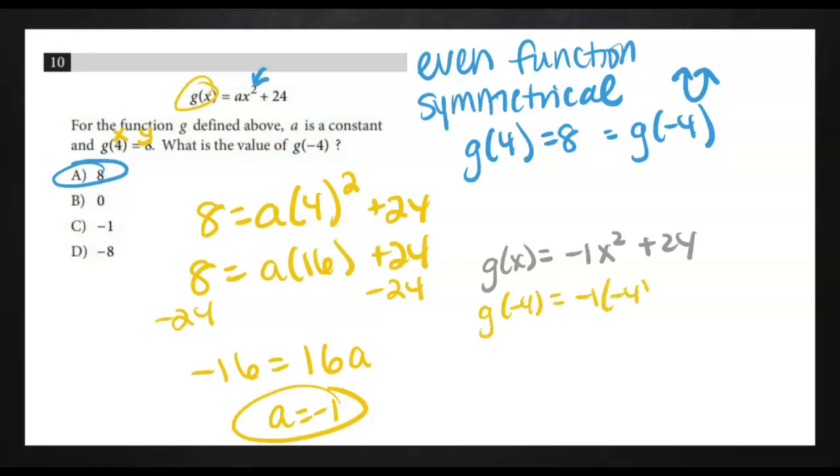Okay, well, going back to your question, if you need to find g of negative 4, what would you do? You'd plug it in, do your order of operations. You're going to get negative 16 plus 24, right? You got negative 4 squared is a positive 16, but that negative 1 gets you that negative 16. That is going to equal 8. So again, that matches to that answer choice of A.